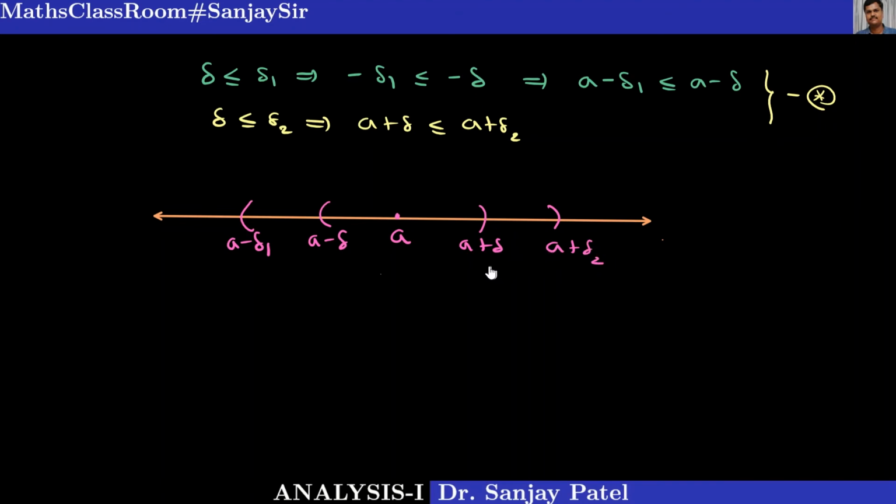So now it is clear, if I choose any x here in this new interval, whether on the left hand side of A or on the right hand side of A, in this interval having the radius delta, in this A minus delta to A plus delta, both the conditions will be true.